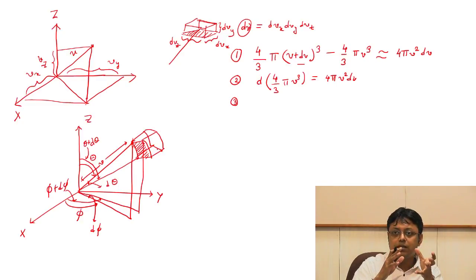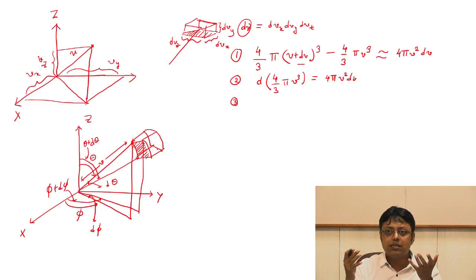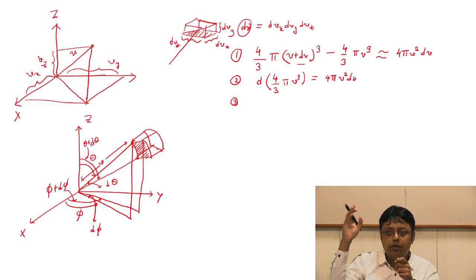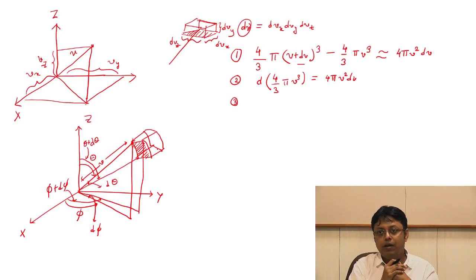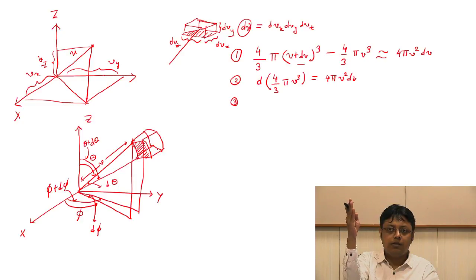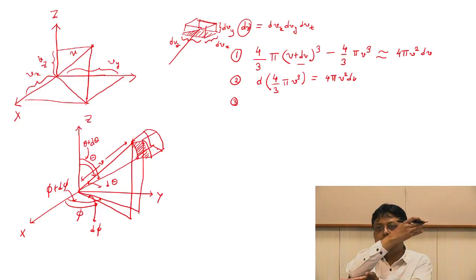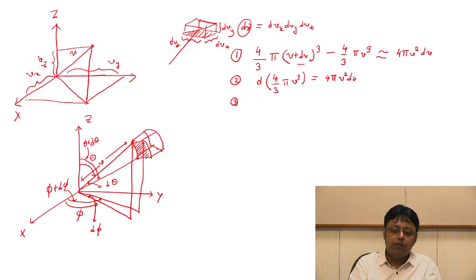So instead of going from vx to vx plus dvx in the rectangular Cartesian sense, I could also get a differential element by going from v to v plus dv, changing the length of the vector by a differential amount, sweeping the vector along phi, considering this is the plane, and sweeping it like this. This is the phi angle, and we also sweep it down a little bit. That is the theta angle, and if you sweep that way, you can generate a differential volume element.